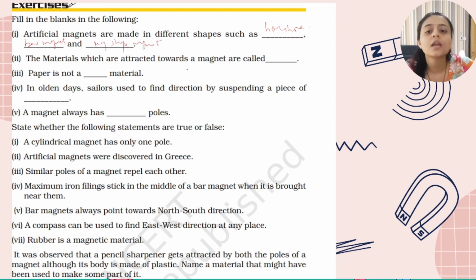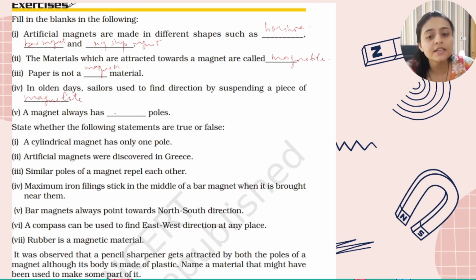Okay, the materials which are attracted towards a magnet are called magnetite, because those materials are made up of the magnetite material or the iron piece. Paper is not a magnetic material. In olden days, sailors used to find direction by suspending a piece of magnetite.